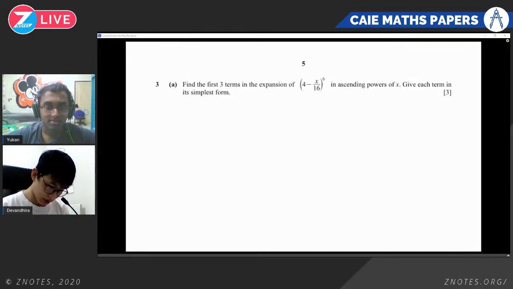Oh, binomial theorem question. Okay. Find the first three terms in the expansion of (4 minus x over 16) to the power 6 in ascending powers of x. Give each term in its simplest form.